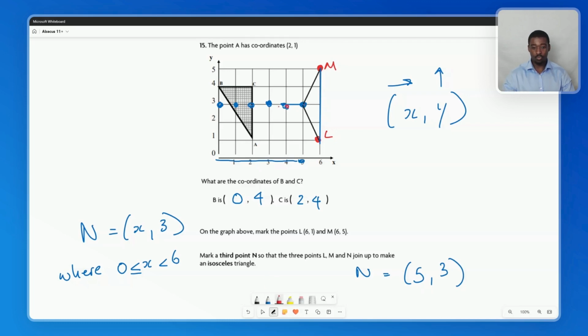Any one of these points could have worked, and mathematically we can show that by saying N equals x across, 3 up. And this works for any value of x where x is greater than or equal to 0. So all these ones, but less than 6. It can't be 6 right here. So if we clean this up, this is our answer. 5, 3 or x, 3, where x is this.